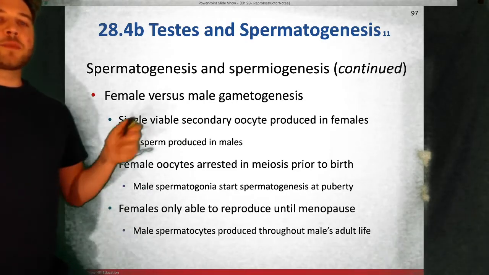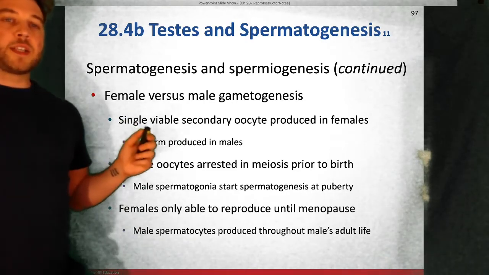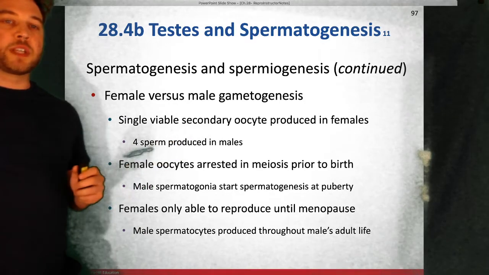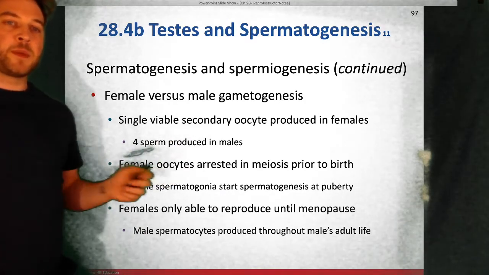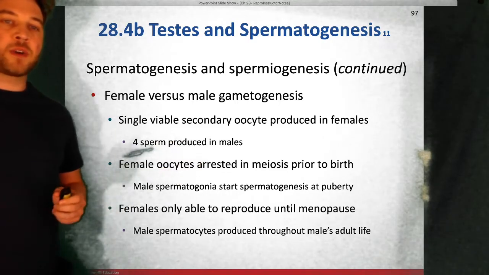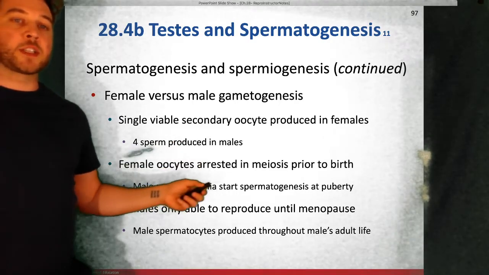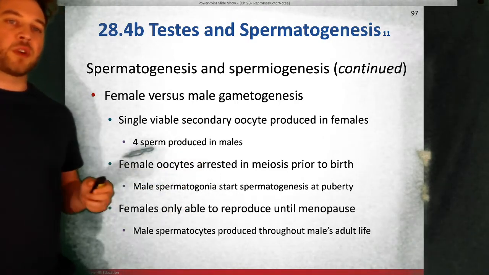Okay, female versus male gametogenesis. A single viable secondary oocyte is produced in females, whilst 4 sperm are produced in males. The female oocytes are arrested in meiosis prior to birth. The male spermatogonia start spermatogenesis at puberty, so they begin right at puberty.